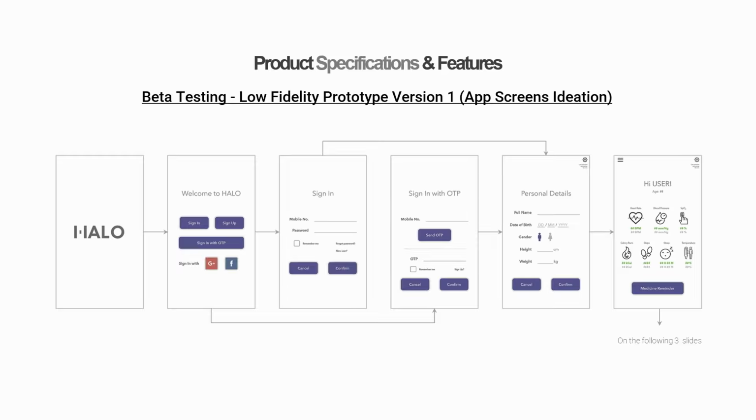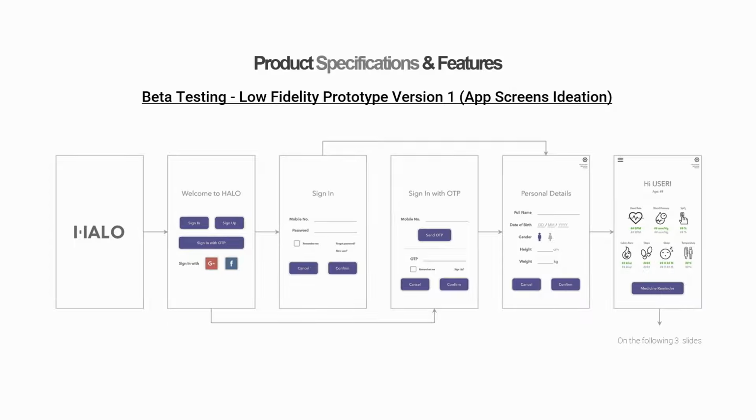Then the next one is they could sign in with their mobile numbers and the password, just to make sure this is not open to all, they can keep their privacy there. They can sign in with an OTP and then fill in their personal details. Many of these details may be useful for looking at their lifestyle in general, right? So very minimal details like full name, date of birth, gender, height and weight, that's it, right?